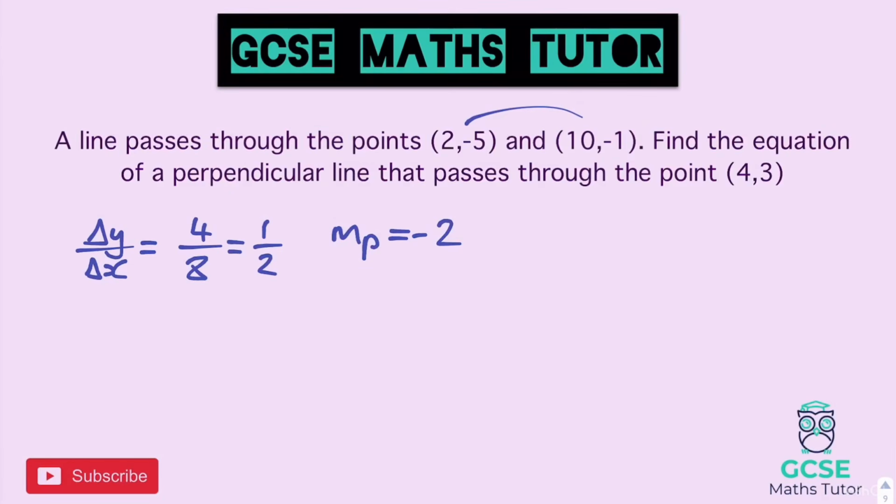And we can actually put this now into our line equation. So y equals negative 2x plus c. Now we can put in our coordinates there. So we've got 4, 3 to stick in. So 3 in place of y.